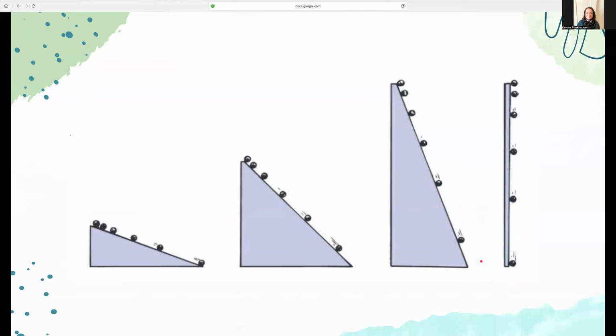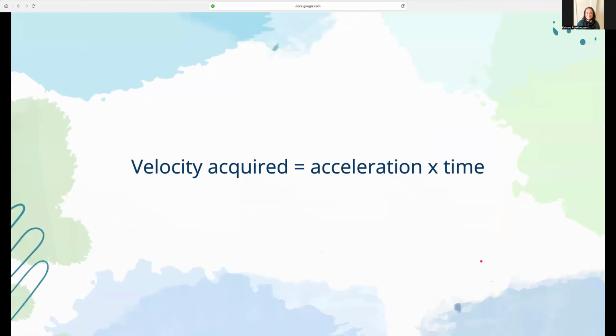Galileo found that the velocity acquired as a ball went down the ramp was equal to the acceleration times the time. So let's look at that, another equation. The velocity acquired equals the acceleration times the time. What this is telling us is that if the acceleration is the same, the longer the ball is rolling, the faster it's going to be going.